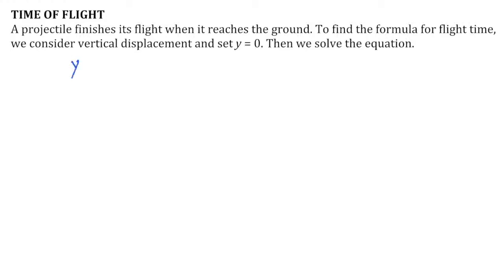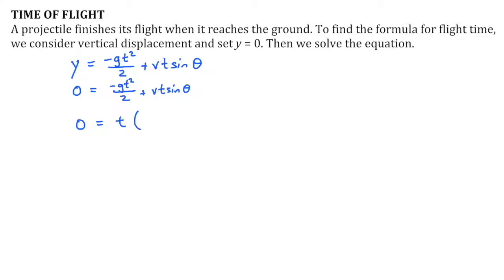So it's y equals minus gt squared over 2 plus vt sine theta. Now that's the equation, and we're going to take that equation and make y equal to 0. Then what I might do is take out a common factor of t, because t is what I want to get by itself. So let's take out a common factor of t, and that'll leave me with minus gt over 2 plus v sine theta.